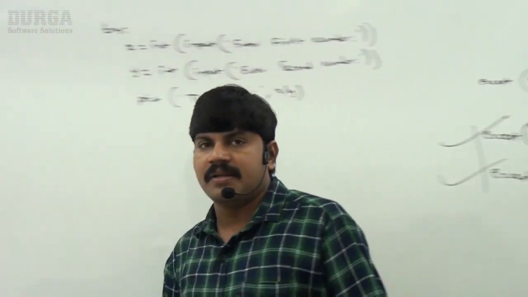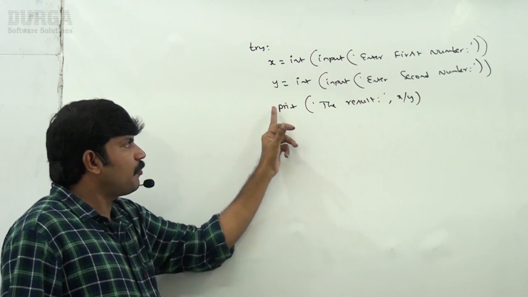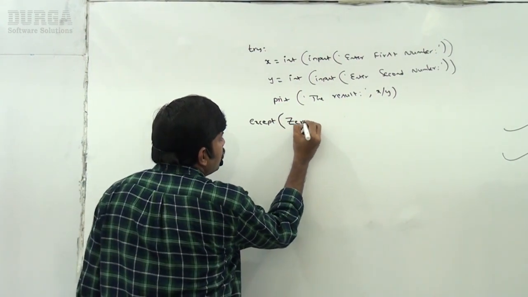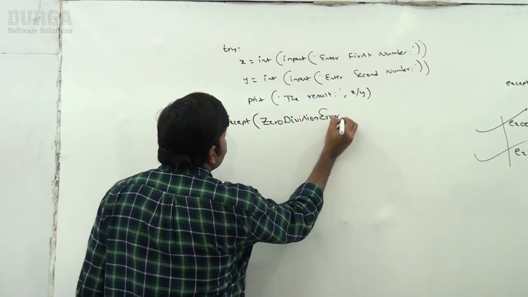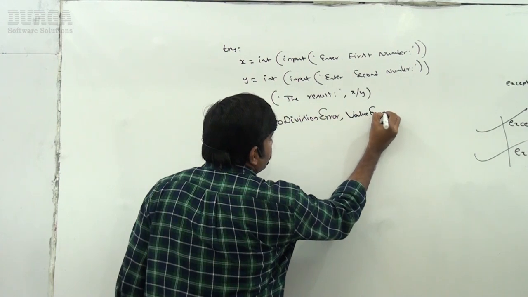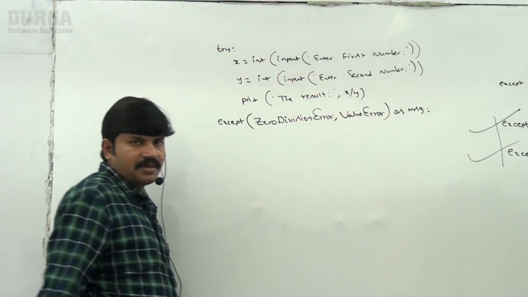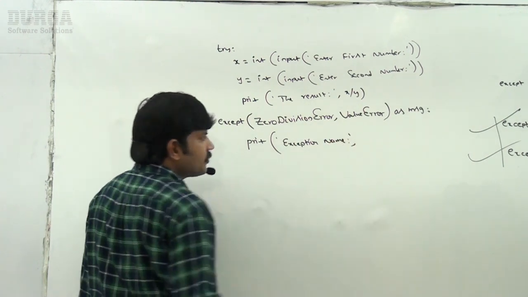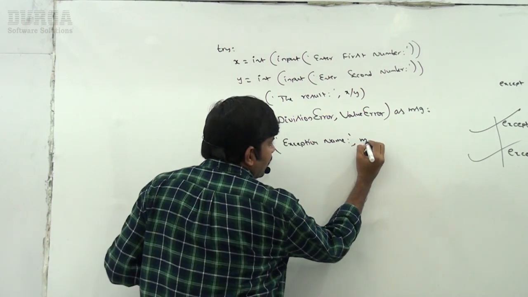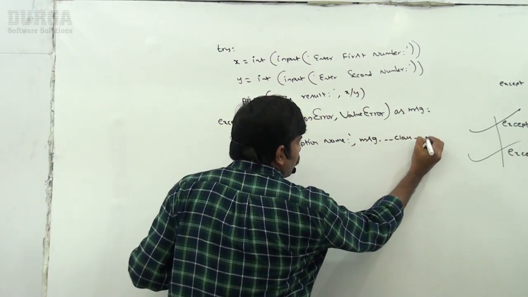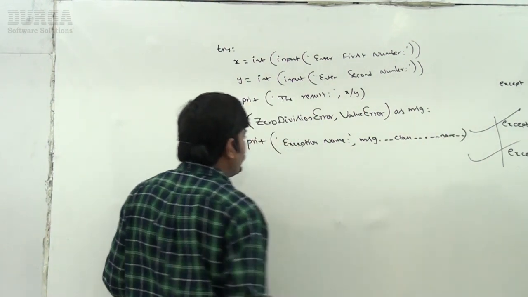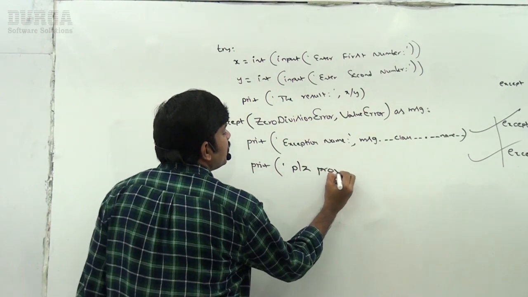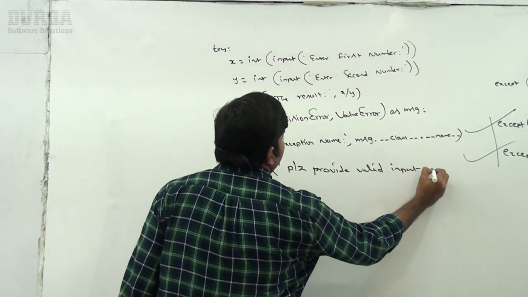Let me continue our example. Here we have two possible exceptions. Now except, bracket open, first one ZeroDivisionError, second one ValueError, as msg. Now print the exception name: which exception got raised? It may be ZeroDivisionError or ValueError. That's why msg.__class__.__name__ gives the exception name. Next, print "Please provide valid input only."